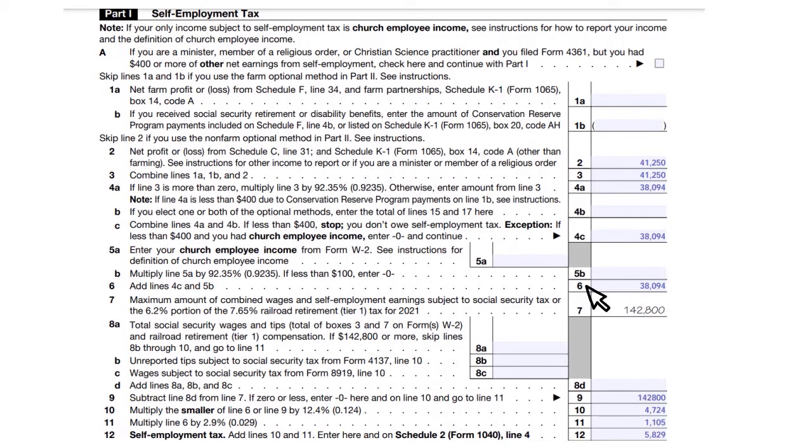So here you have the amounts. Your self-employment tax is basically 12.4% of line 6 plus 2.9% of line 6. You add those two. This is what I was talking to you about earlier, when you take your net income and multiply that by 15.3%. So if you multiply $38,094 by 15.3%, you get $5,829. Okay, and then you continue here.